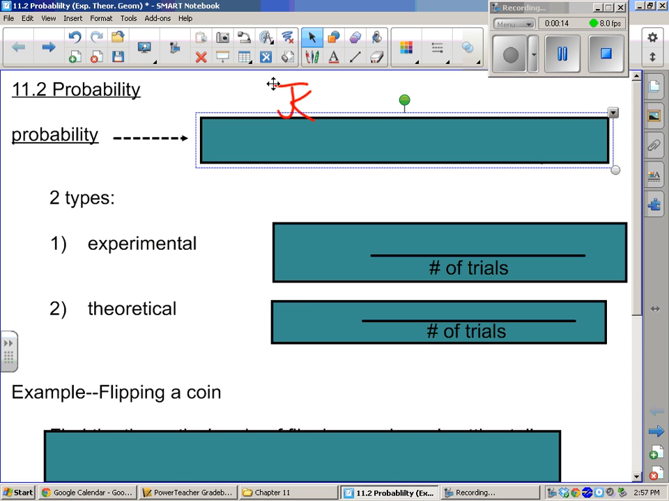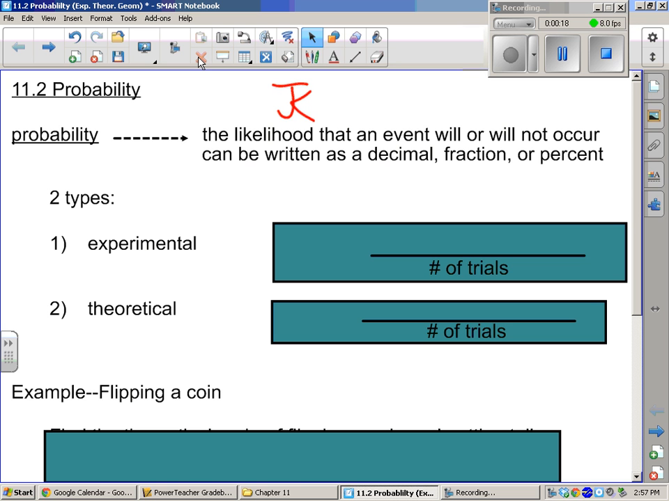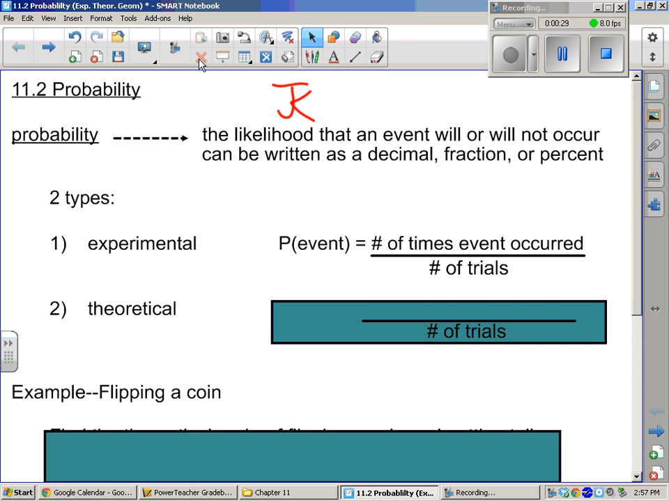Okay, 11.2 probability. What's the probability? It means the likelihood that an event will or will not occur, and it can be written as a decimal, a fraction, or a percent. Now, there are two types. We have experimental, and look at the root word in that word: experiment. It means you actually do an experiment and see how it comes out. So, it's the number of times the event occurred over the number of times that you do the trial.